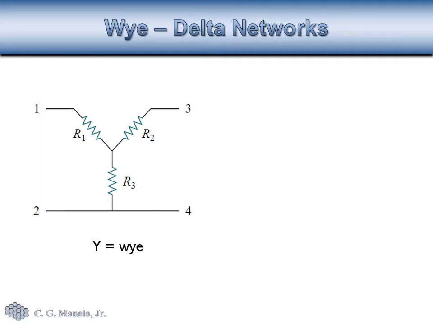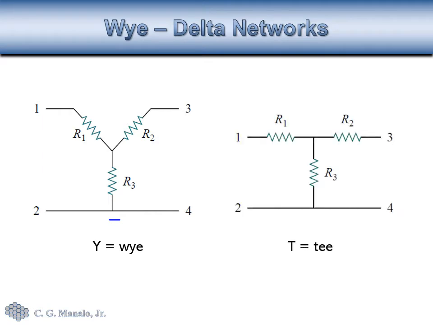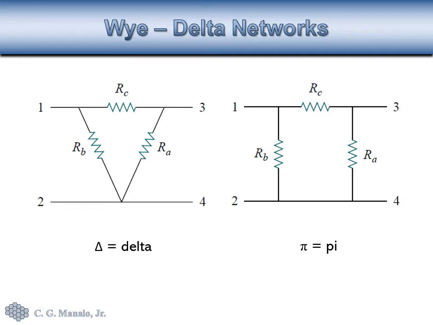So for example, if we see something like this in a circuit, that part of the circuit forms what we call a Y network, or sometimes we call it also a T network because if we arrange the resistances, it would look like a letter T. Also, if we see something like this, we call this a delta network, or sometimes we call it a pi network.